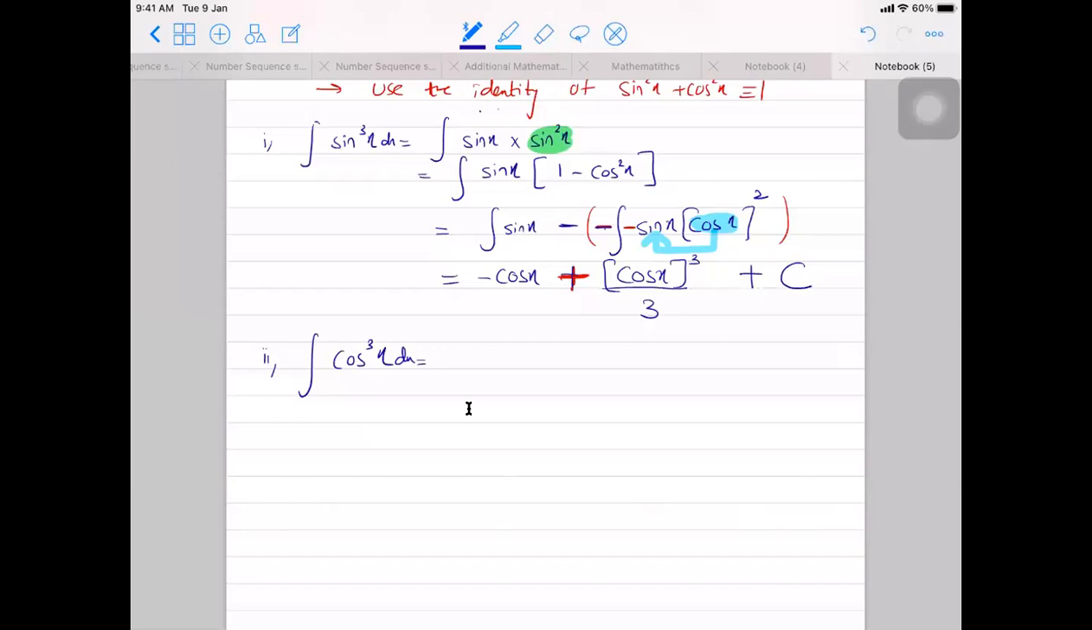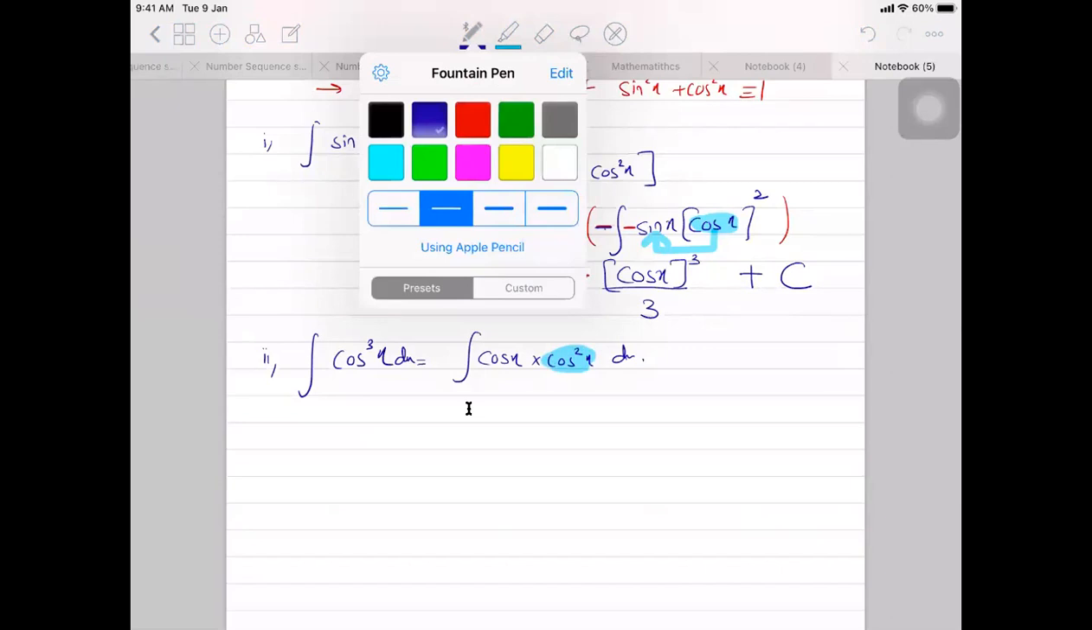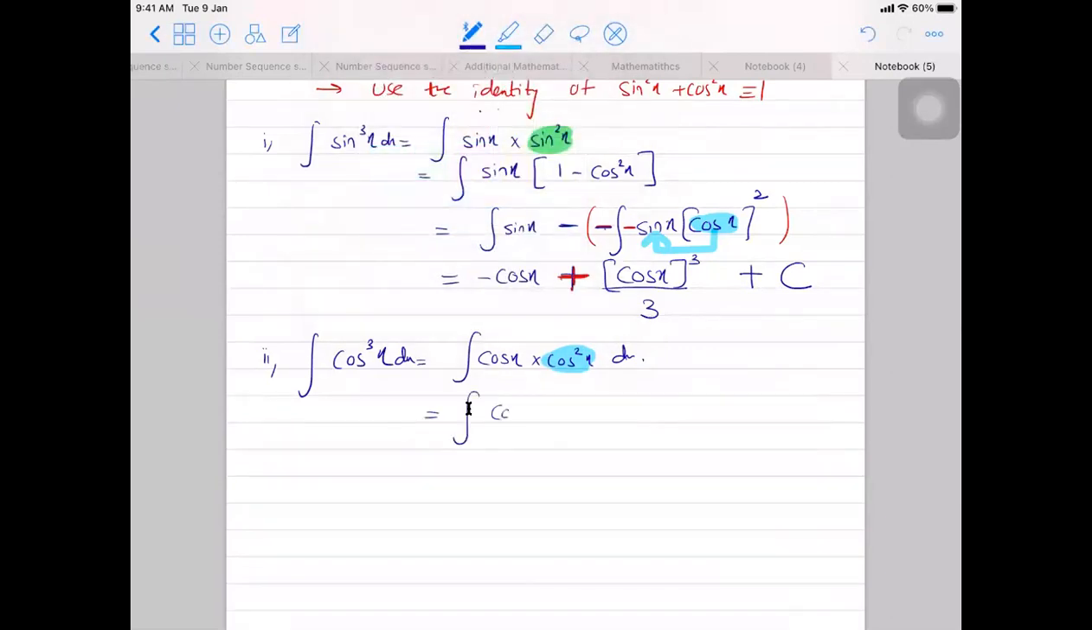Yeah. So integration of cos cube x is going to be cos x times cos square x. You separate a lone power, then you use the identity to replace this. So cos x times 1 minus sine square x dx. You multiply cos x by 1, so you get cos x. You multiply cos x with sine square x, so you get cos x sine square x.